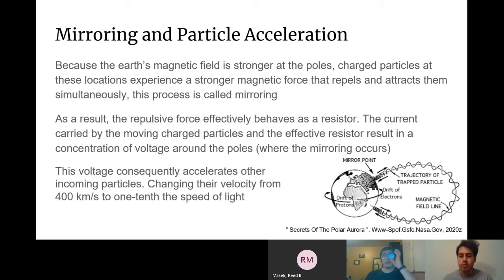And so the repulsive force behaves kind of like a resistor, right? So we can think of the current that is being carried by the charged particles and the effective resistors as a circuit. And we can also think of it as there being a voltage concentration around the poles. This voltage concentration is what then accelerates other incoming particles from going from 400 kilometers per second to 1/10 the speed of light.